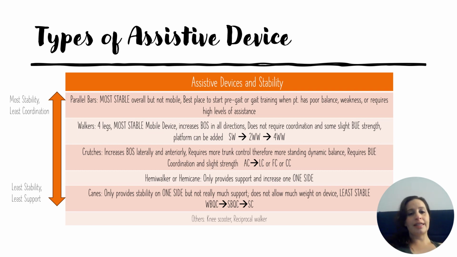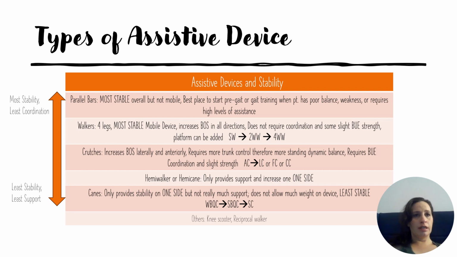The thing is that they are not mobile, right? So if you look at what it says there, parallel bars most stable overall, but not mobile, because you can't carry around parallel bars with you to walk around the street. But they are an assistive device that gives support, doesn't go anywhere, it doesn't move anywhere. The patient can hold on. The patient can put the full weight. I mean, if you've ever been on parallel bars, you can swing on it.